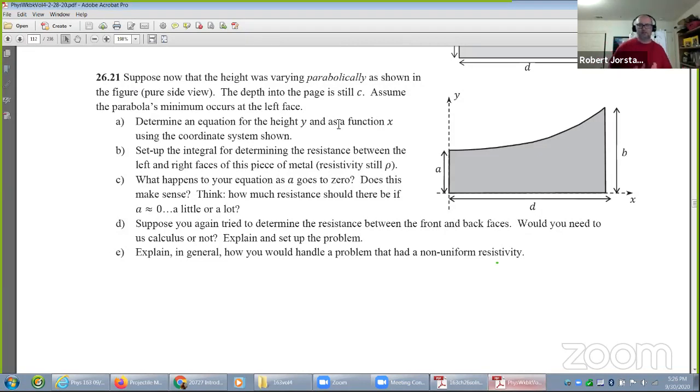Here's a parabolic version, right? Another way you could mix this up that's really easy, just make the resistivity some function as well. Suppose now that the height was varying parabolically, and the parabola's minimum occurs at the left face. Okay, I'm going to write this down.